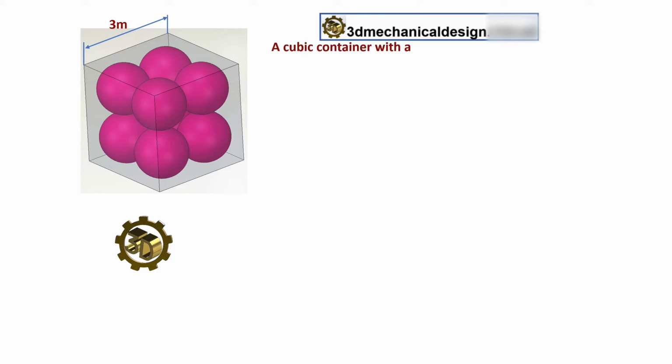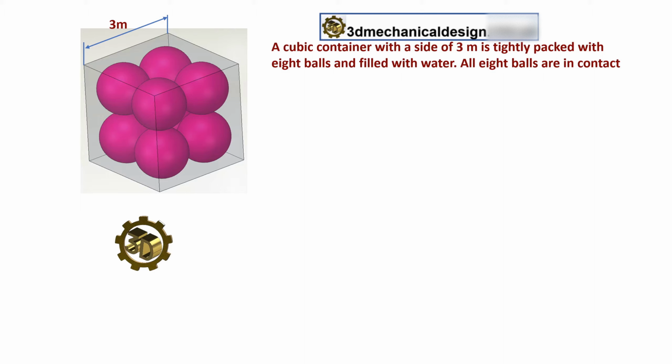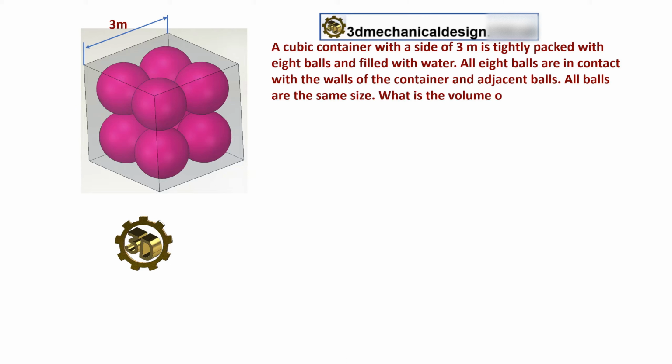A cubic container with a side of 3 meters is tightly packed with 8 balls and filled with water. All 8 balls are in contact with the walls of the container and adjacent balls. All balls are the same size. What is the volume of water in the vessel? Answer.